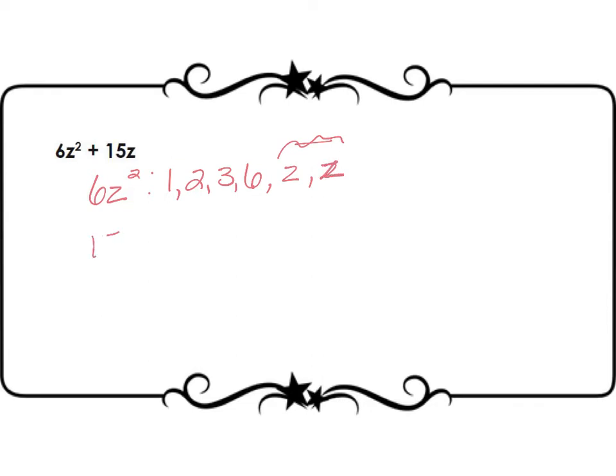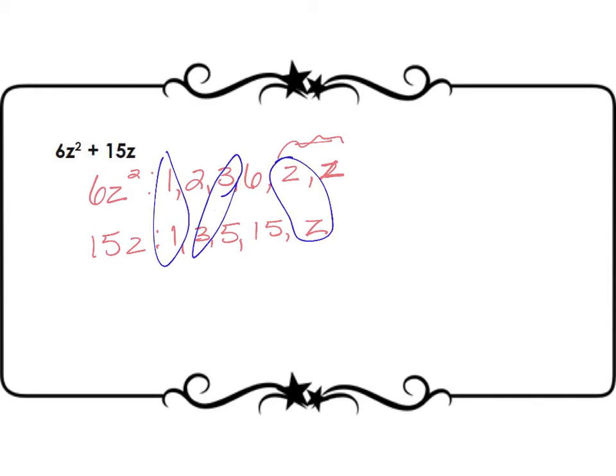So now let's go to 15z. So 1, 3, 5, 15, and then just 1z. So when I go to circle my common factors, it looks like 1 and 3, and then a pair of z's. So the largest factor that we can take out of that is 3, and then of course a z. So 3z would be the greatest common factor of these two terms.